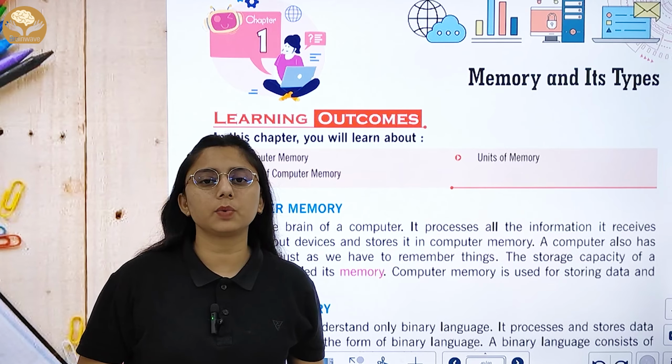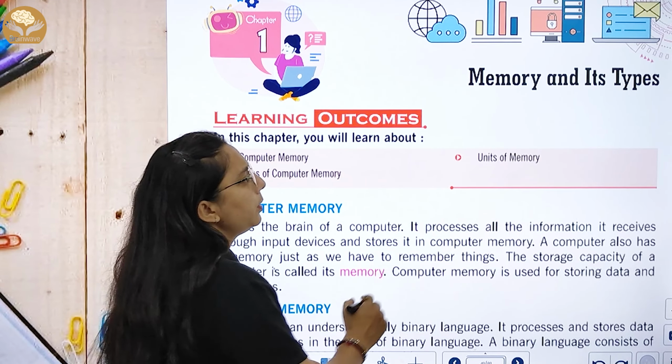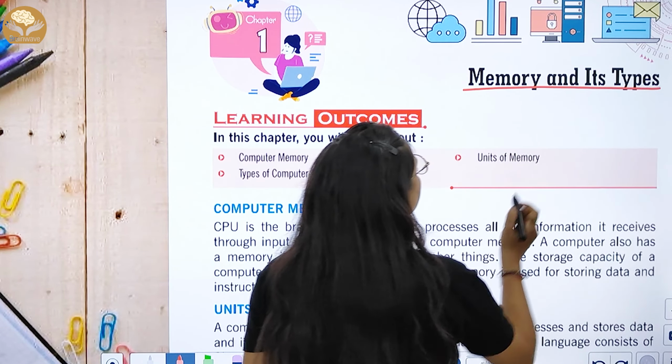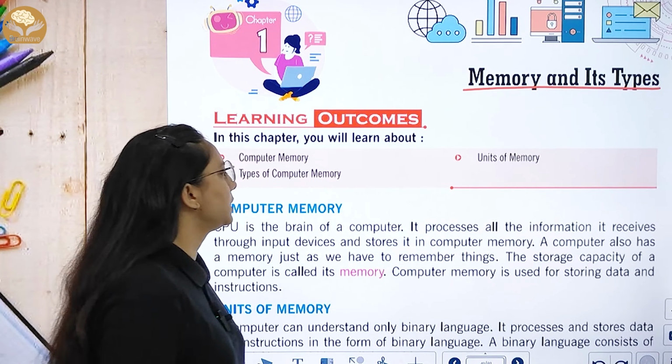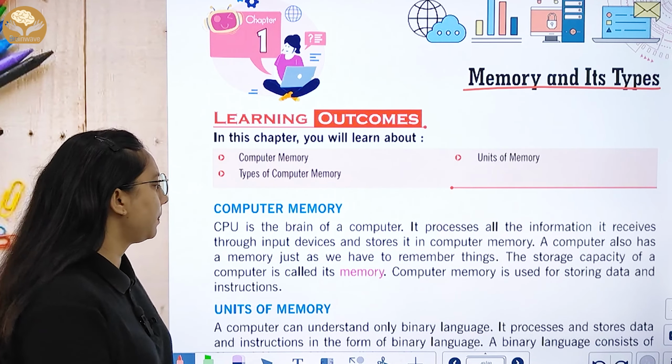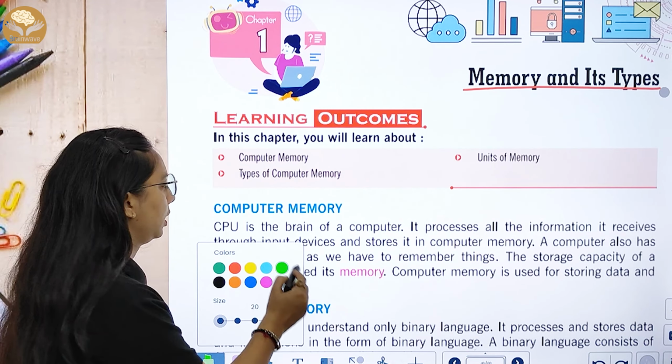Now today, let's start with chapter number one, memory and its types. In this chapter, we will study about computer memory. We have primary memory and secondary memory. Then we will start with the chapter, computer memory.